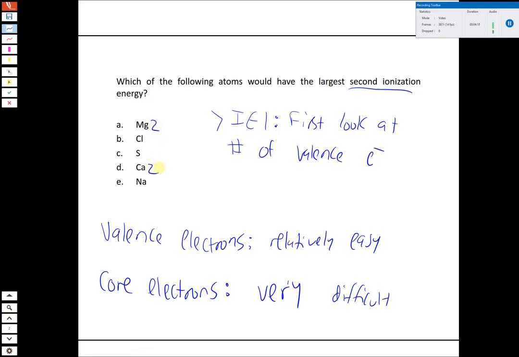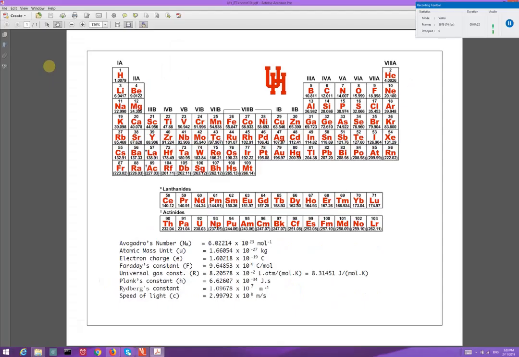We have chlorine and sulfur. Those are both right next to each other on the periodic table, so let's find out how many valence electrons those have. Chlorine is here in group 7, so it would have 7 valence electrons. Sulfur is right next to it to the left, which is group 6, so it has 6 valence electrons.